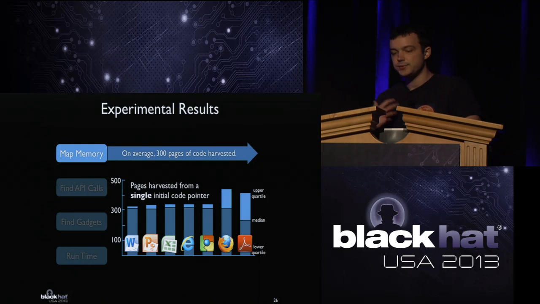So the way you can read this chart is that on average, over 50% of the time, regardless of where we started, we're actually able to map out about 300 pages or more of code memory. And it turns out prior work has shown that you really only need 10 to 20 pages of memory to build a payload. So this is good.